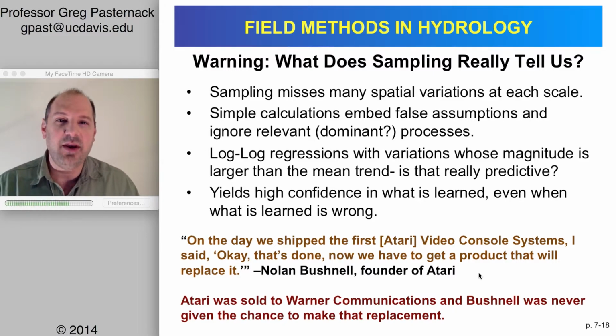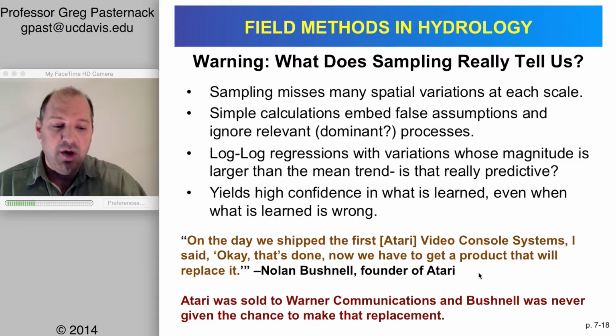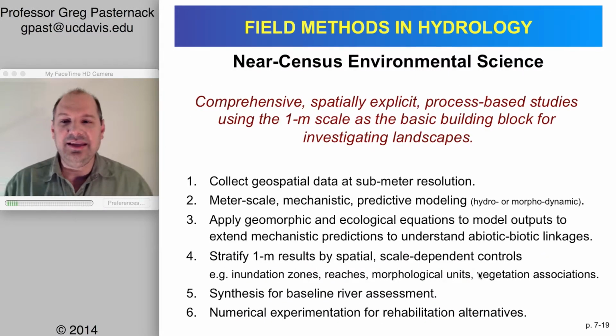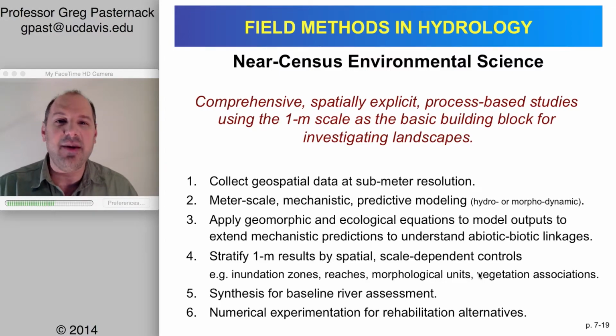And so while we can appreciate the value of sampling, and I've tried to cover that, we have to think of what's next. And in my view, what's next is what I call near census studies, which could be, in this case, near census environmental science or hydrology or river science or whatever. Why did I use the term near census? Well, a census means you're getting everything, like the complete population. And when it comes to nature, you can't sample everything. So I like the idea of a near census, of trying to get near to that.